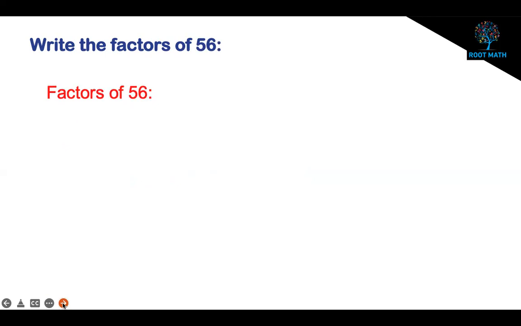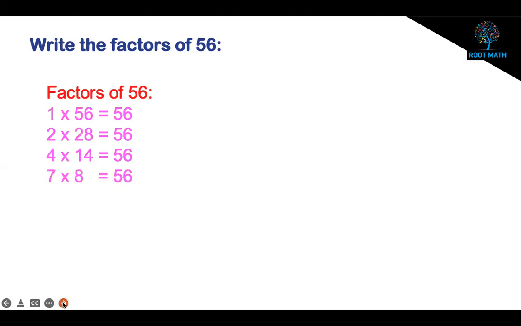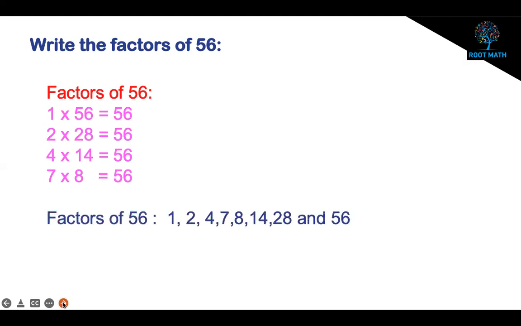Shall we try with 56 now? We'll start from the first times table. 1 time 56 is 56. Yes, 56 is an even number, so definitely in the second table, 2 times 28 is 56. In the third times table, it's not coming. In the fourth times table, 4 times 14 is 56. And in the seventh table, 7 times 8 is 56. Here you can see the factors of 56 are 1, 2, 4, 7, 8, 14, 28 and 56. So these are all the factors of 56.